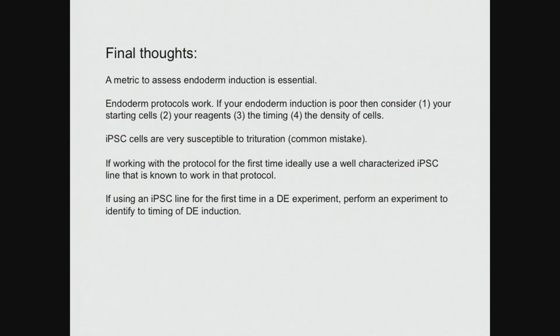And then we always recommend, if you're using an iPSC line for the first time, perform an experiment specifically to see the kinetics of the definitive endoderm induction, because we find there are some cells that by 72 hours of activin, that works really well, whereas other cells need 84 hours. It seems like only 12 hours, but as I showed you, it does actually make a real difference. It can be the difference between a very low yield differentiation and a really good differentiation.